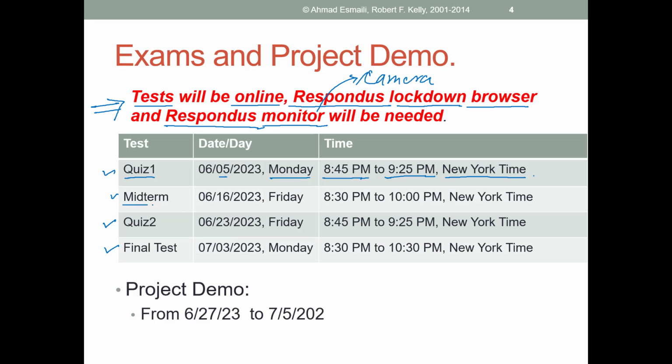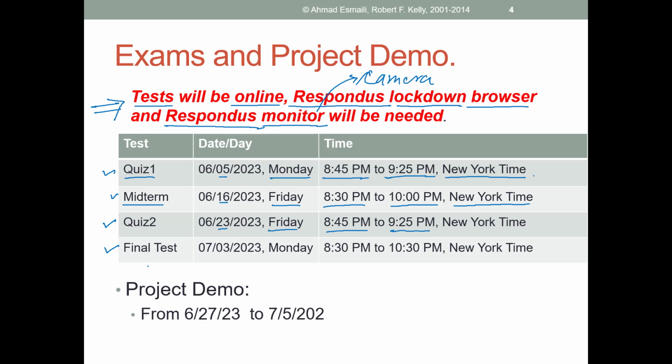And then the midterm. For the midterm exam, I have picked the date as 16th of June, which is a Friday, and the exam would be in the evening. It will start at 8:30 p.m. and will go till 10 p.m. So all these times are New York time. Quiz 2 is scheduled on 23rd of June, that is a Friday, and would be in the evening from 8:45 p.m. to 9:25 p.m. This is New York time.